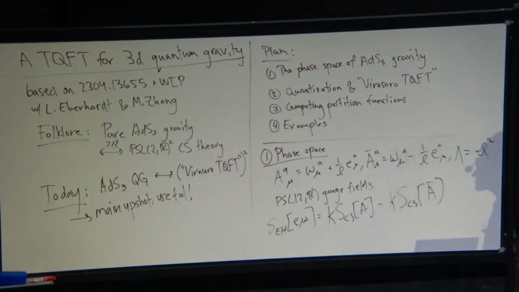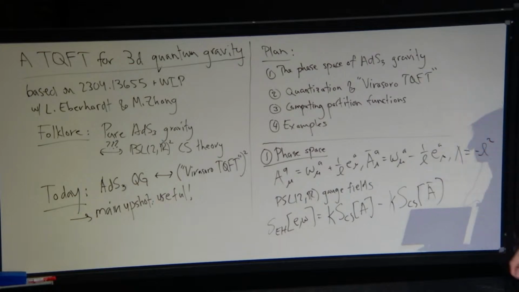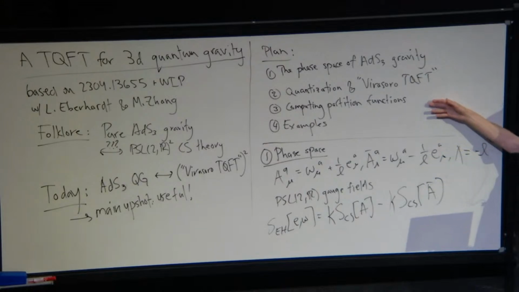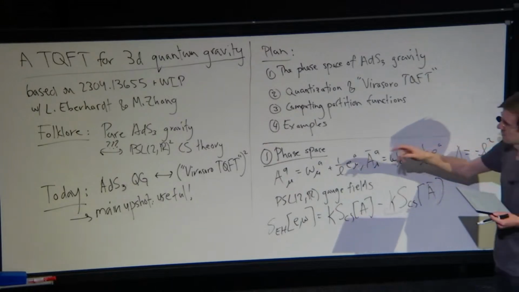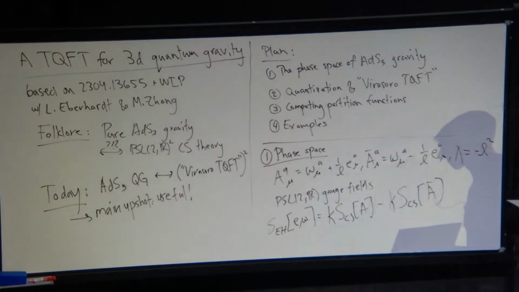So the plan for the talk is the following. I'll start by reviewing the classical phase space of AdS3 gravity. I'll then move on, hopefully rather quickly, to discuss its quantization. And this will lead me to introduce this Virasoro TQFT. I'll then describe how, in practice, one goes about computing partition functions. If I have time, I'll describe some surgery techniques. And finally, I'll conclude with some examples, which are, after all, the main point of this. All right, so let's get started.